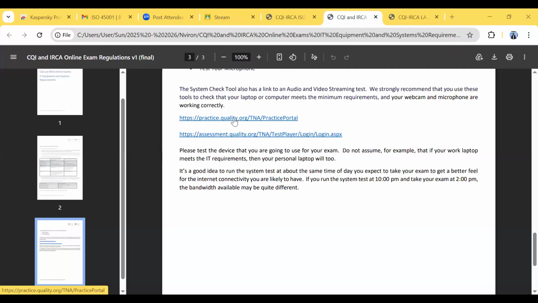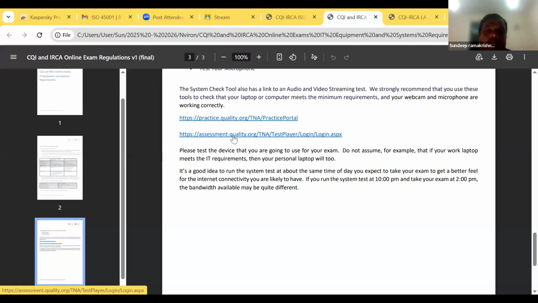Exactly. So you will get 2 links like this, one for practice and one for the final assessment. Once you get that email from CQI IRCA, you can go and test it. It is not common for everybody. There is not a standard link. Each one of you gets an exclusive link with your email ID as the login ID and a special password. It's not general.